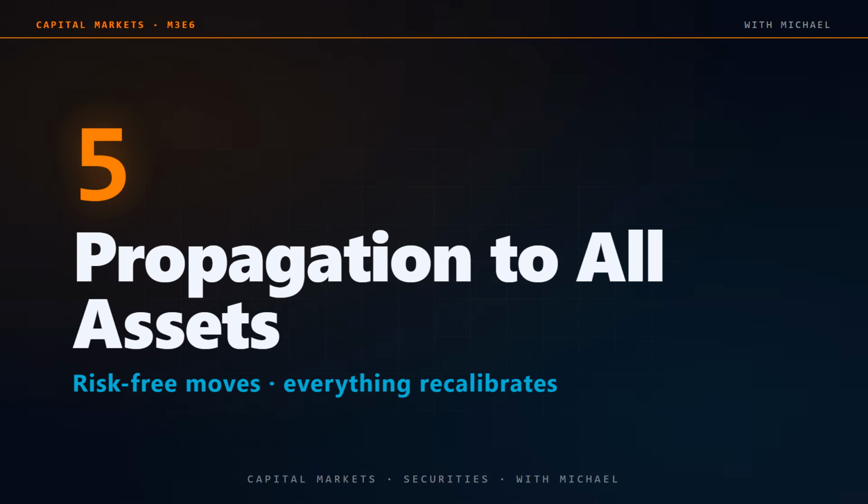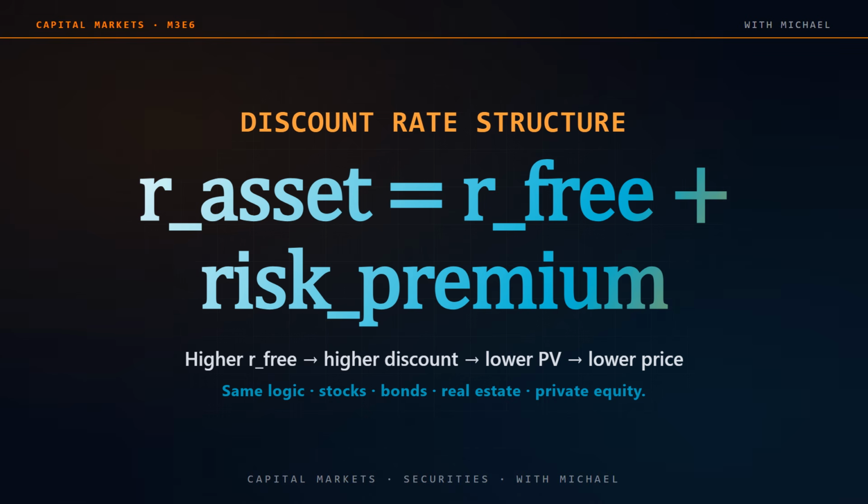Consider a stock valued using a discounted cash flow model. The discount rate equals the risk-free rate plus an equity risk premium. If the risk-free rate rises by 1%, the discount rate rises by 1%, and the present value of all future dividends falls. For a growth stock with cash flows mostly in the distant future, the price might fall by 5 or 10% for a 1% risk-free rate increase.